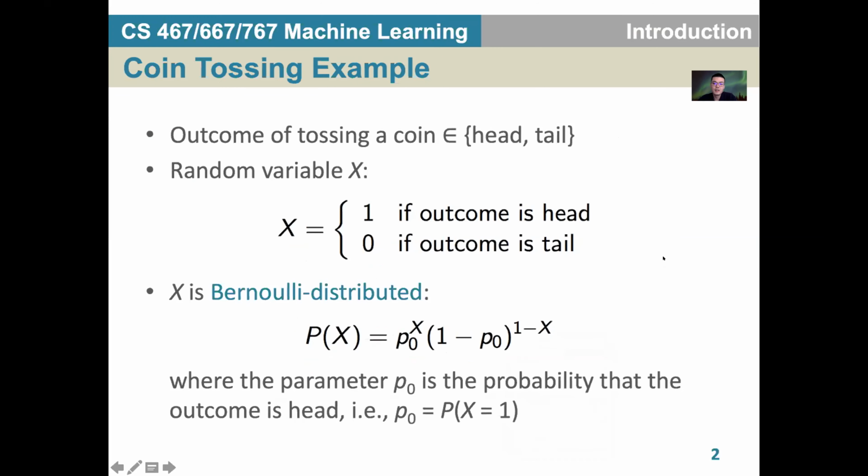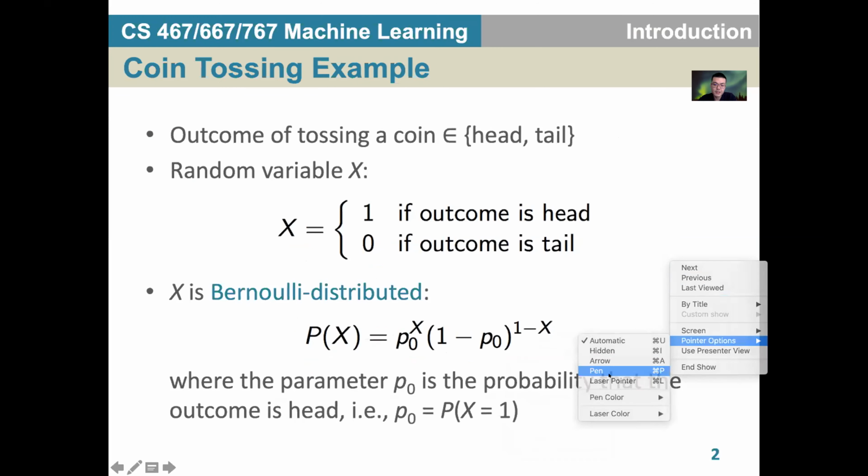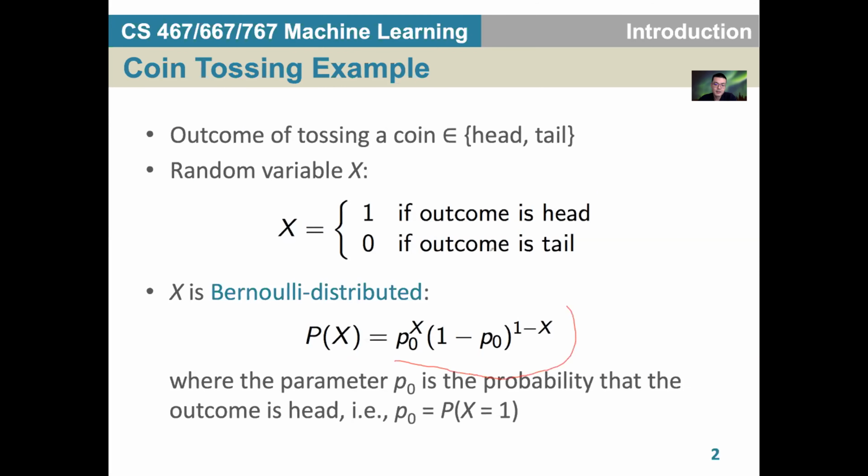So now, actually, the Bernoulli distribution can be represented using this formula. Why? This is actually very simple. Think about this formula, and consider the first case, X equal to 1. What will be the probability? Who can answer me? P0. Yes, it's P0. It may not be 1 by 2. This is the probability that the outcome is heads, so it may not be 50%.